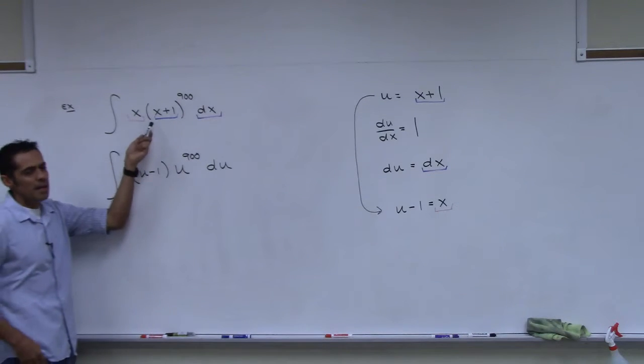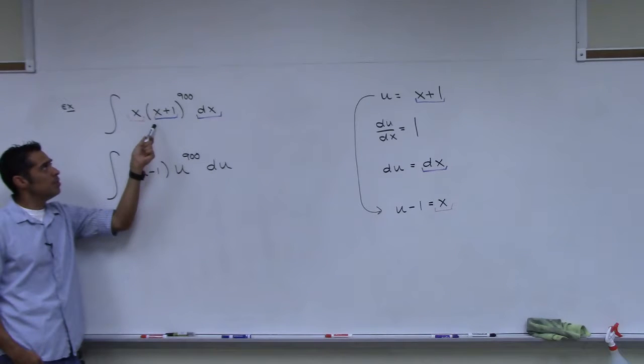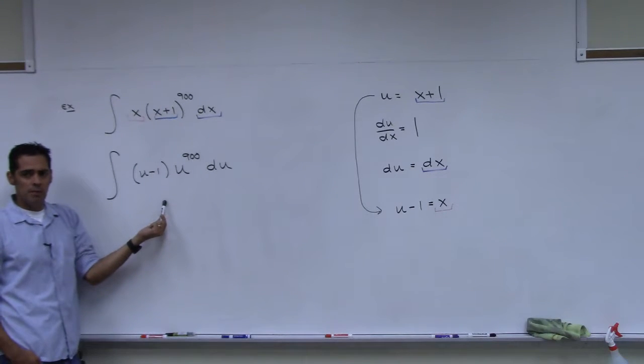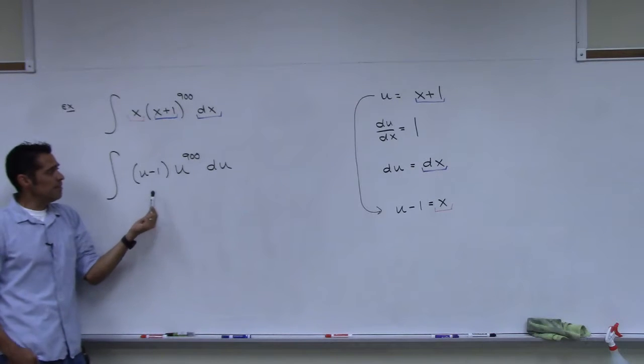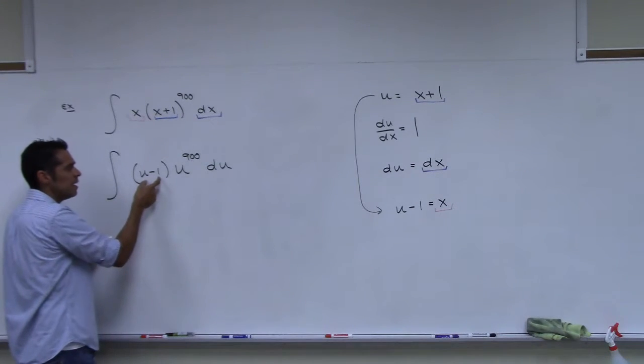What did I say in the beginning I wanted us to do in 12 minutes? If we wanted to do this with the power rule, we would have to do what? x plus 1 times itself 900 times? Do you have to do that with this one? You don't have to do that with this one. See? Because this is u to the 900th, right? This is something in parentheses.